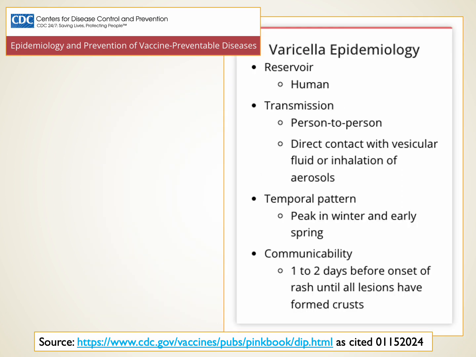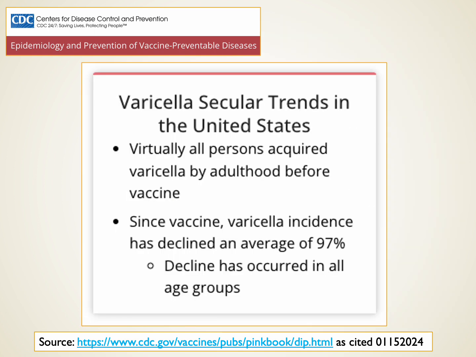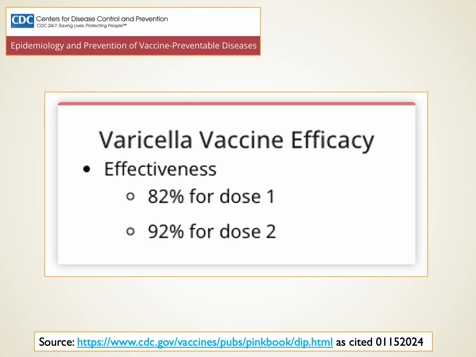The epidemiology, again, is human, person to person, or direct contact with vesicular fluid can be problematic. Before the advent of the vaccine, virtually all persons acquired it, often in adulthood. And so all of us who are over the age of 50 have varicella dwelling in our nerve endings. So that's a concern for those of us who are older.